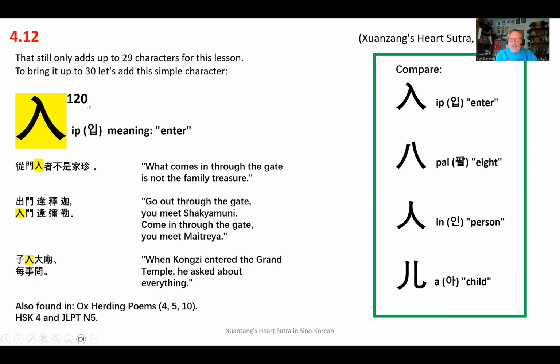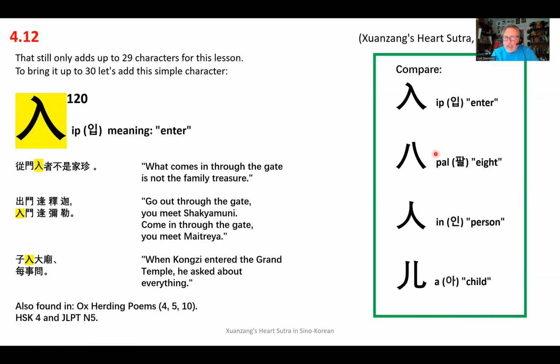So it's numbered character number 120. And just see if I can get my laser pointer here. There we go. And it's pronounced ip. It means to enter. These are some examples of some interesting places where this character shows up. And this is from the Analects of Confucius. These are a couple of things from Buddhism.